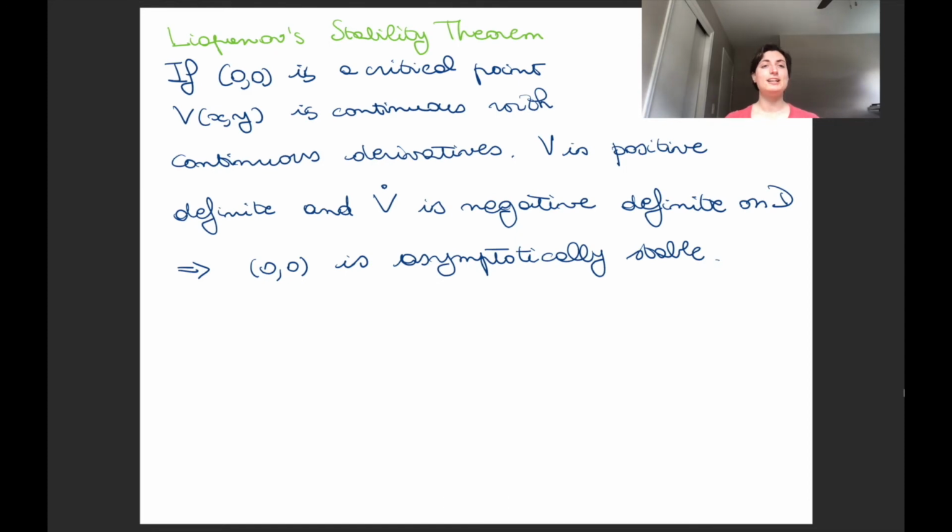So this is the Liapunov stability theorem. If 0, 0 is a critical point, and we have a function v of x and y that is continuous with continuous derivative, such that v is positive definite, that means it's 0 at 0 and positive everywhere else, and v dot is negative definite on a domain that includes 0, 0, then 0, 0 is asymptotically stable. Can we understand this a bit better?